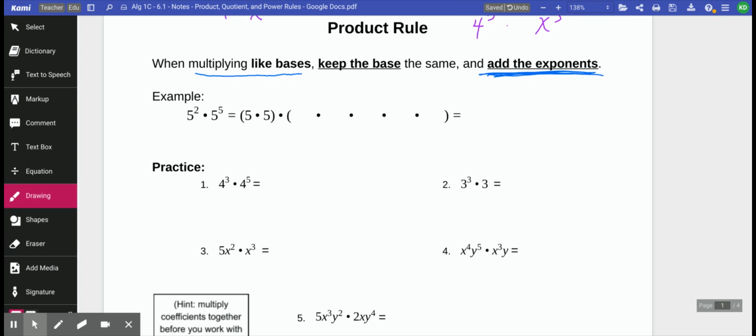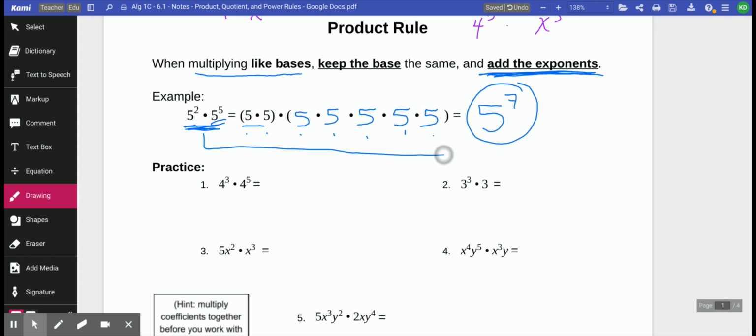If I said 5 to the second times 5 to the fifth, what that really means is 5 to the second is 5 times 5, and 5 to the fifth really means 5 times 5 times 5 times 5 times 5. I'm not going to plug that in my calculator because it's going to be a huge number. What we want to do is just simplify this using exponents. So if I have 1, 2, 3, 4, 5, 6, 7 fives, we're going to write that as 5 to the 7th power. But what's a quick way to get from here to here? Well, if I had 5 to the second and 5 to the fifth, we end up with 5 to the 7th, so we're adding these exponents.